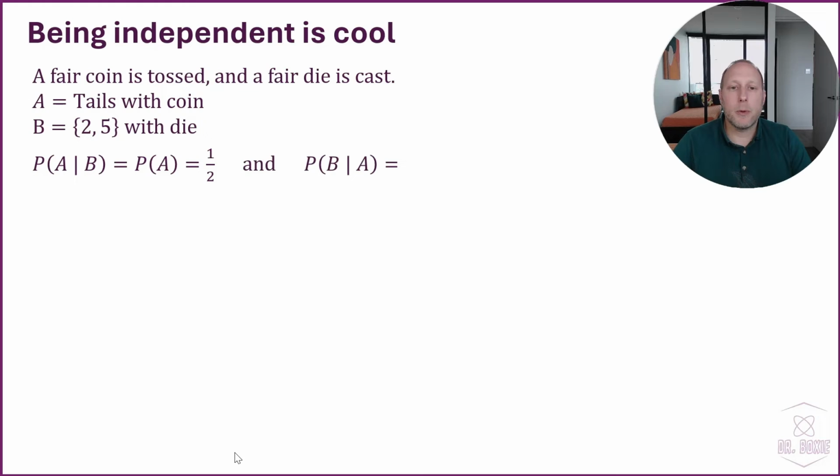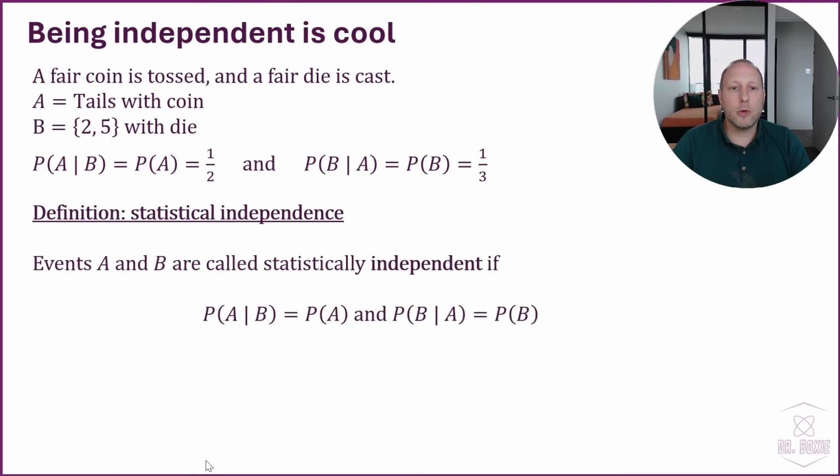Similarly, the probability of B given A, so the probability to throw a 2 or a 5, given that we know that we got tails when we tossed the coin, well, it's simply the probability of throwing a 2 or a 5 with the die, because the coin doesn't have any influence on the die. That is P of B, which is 1/3. So knowing something about one of those two results doesn't tell us anything about the probability of the other one. That is what we want to formalize as statistical independence.